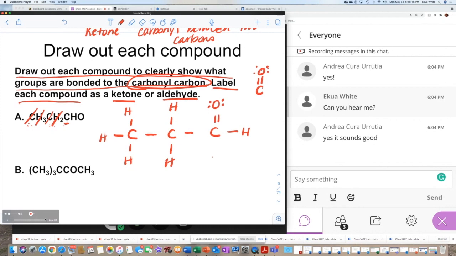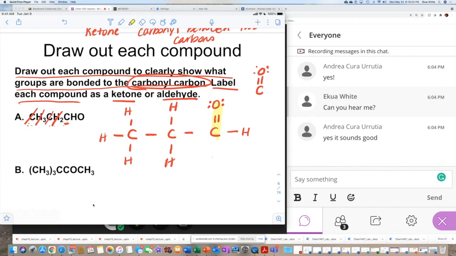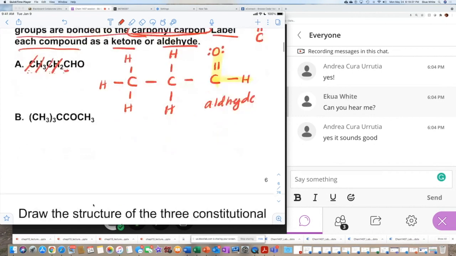So I know it's an aldehyde because the carbon in my carbonyl is my first carbon. It's all the way to the edge and it's attached to a hydrogen, right? So I know this is an aldehyde, judging its identity by the elements. Okay.